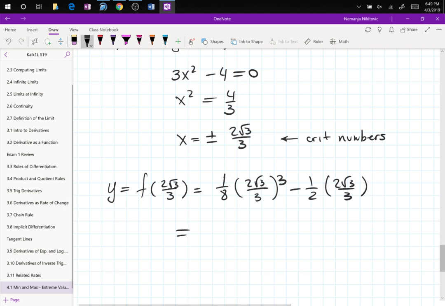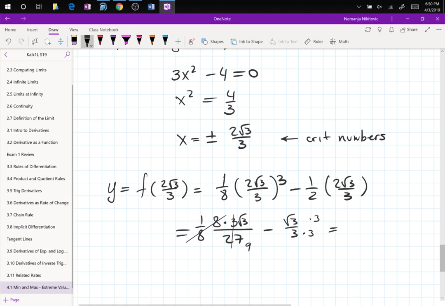So this is equal to 1/8 times 3√3/27 minus 2, and 2 cancels. You just get √3/3. Now 8 and 8 cancel, and 3 and 27 cancel to get a 9. Over here, times 3 to get a common denominator.